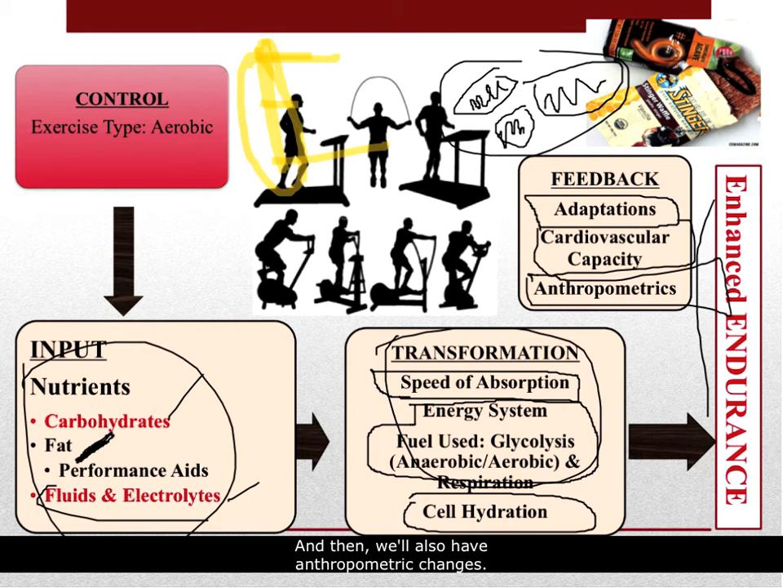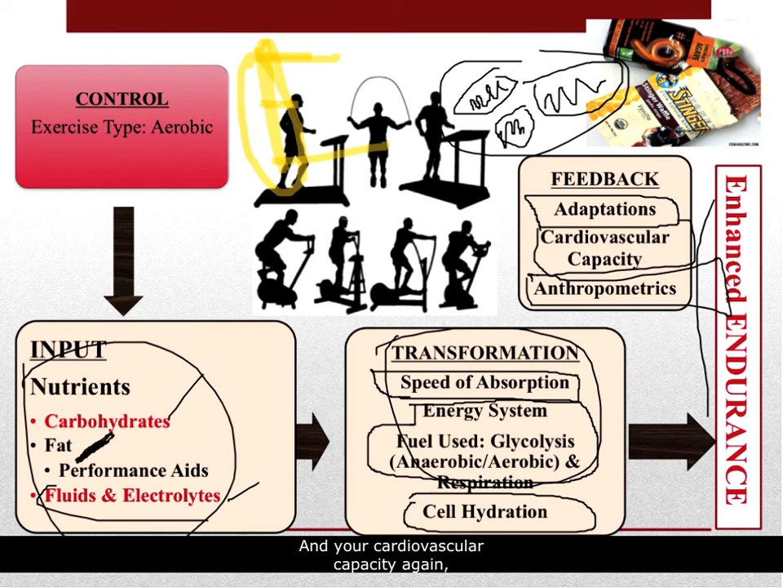And then you'll also have anthropometric changes. What are the changes that are going to happen? You're going to be accessing those free fatty acids from the back of your arms, your chin, your abdomen. You'll have a better body fat. Your percent body fat will be much better. And so you'll see those changes in anthropometrics too.